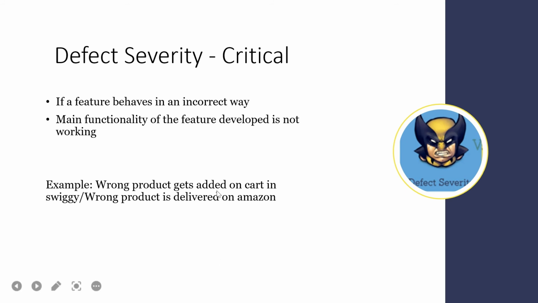Example: wrong product gets added. Now you try to add an ice cream, but when you open a cart, you see that a cake is added, or you pick three items to add, but on the cart you see only one item. So these are critical, right? So that type of bugs will come under this. See, wrong product is delivered on Amazon. Now you order a TV, but you get a mobile phone. So actually the functionality is working, but it is not working in an expected way. So that will come under critical.